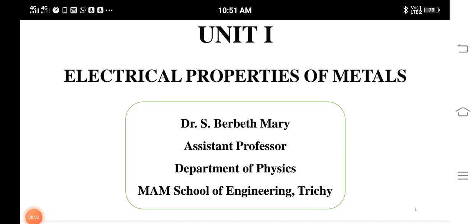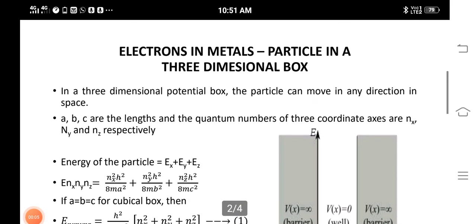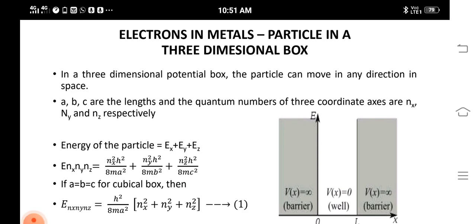Good morning to all. Today we are going to see the electrons in metals, that is particle in a three-dimensional box. We know the particle in a one-dimensional box. From that we have derived the particle in a three-dimensional box. In a three-dimensional potential box, the particle can move in any direction, that is, in random directions in space.